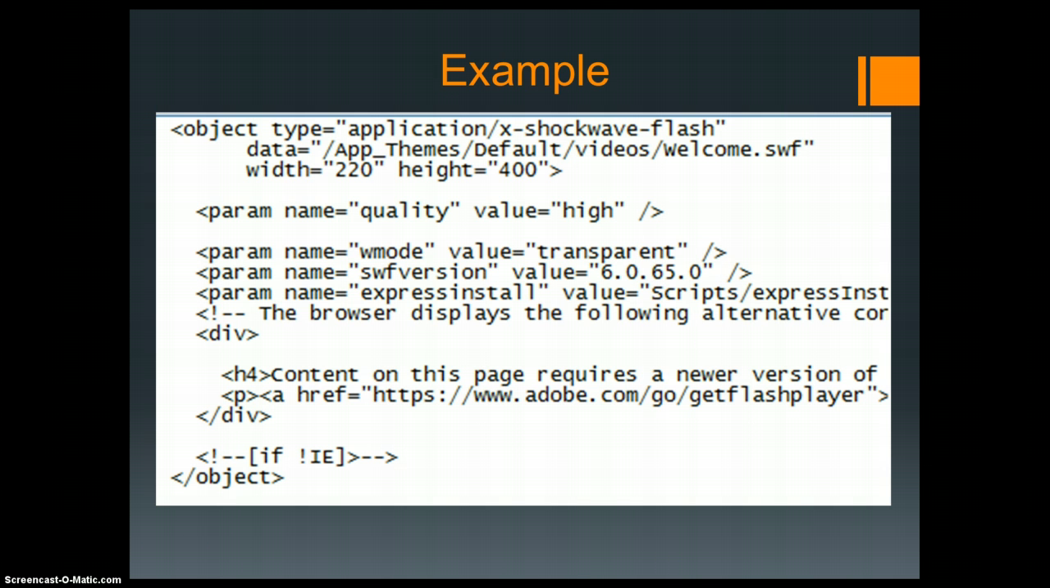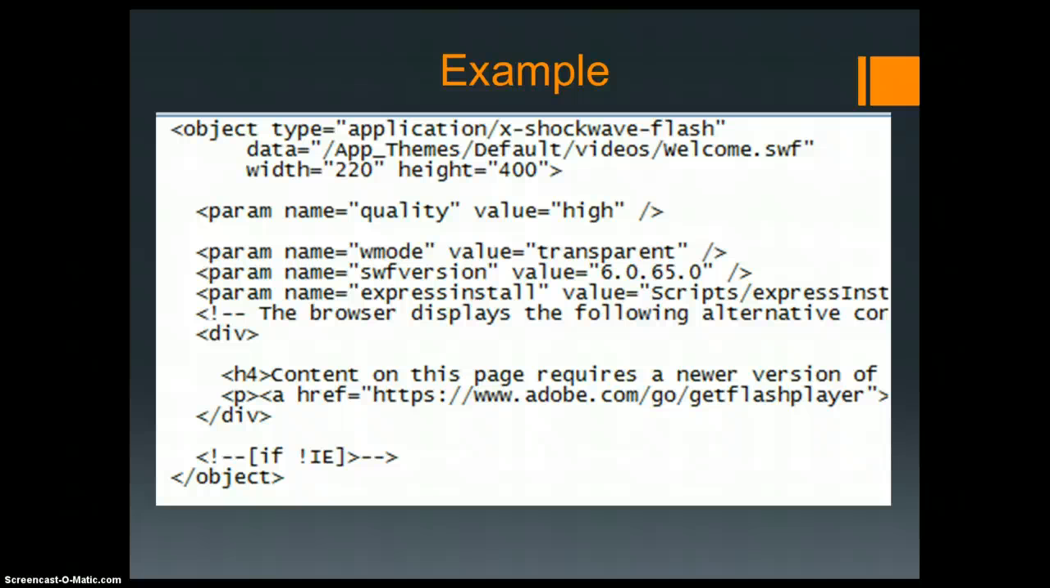So, as promised, here's an example of an object tag. This is actually code I wrote or use on one of the websites I developed. The first line here, again, uses that object tag. Then I have the type property, which I define with its MIME type. In this case, it's the x-shockwave-flash MIME type.